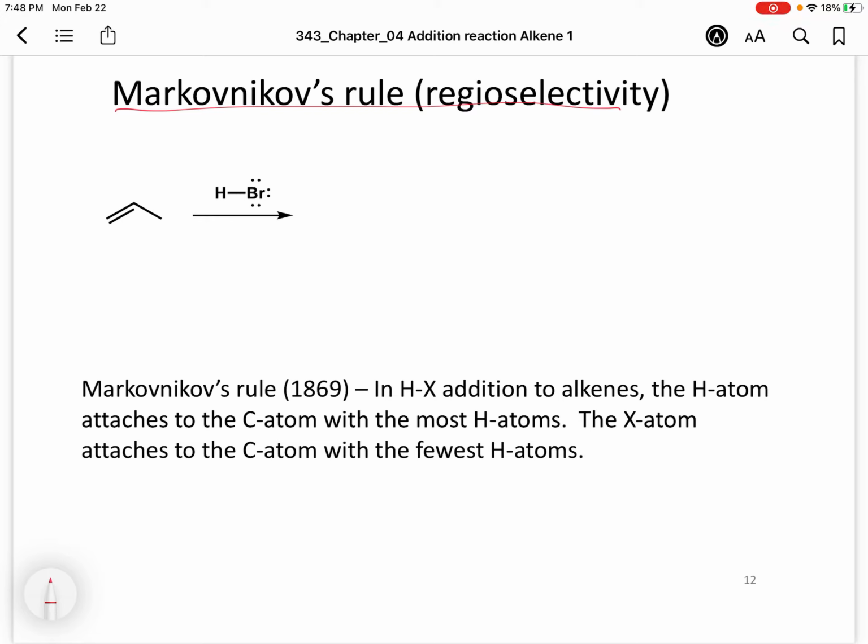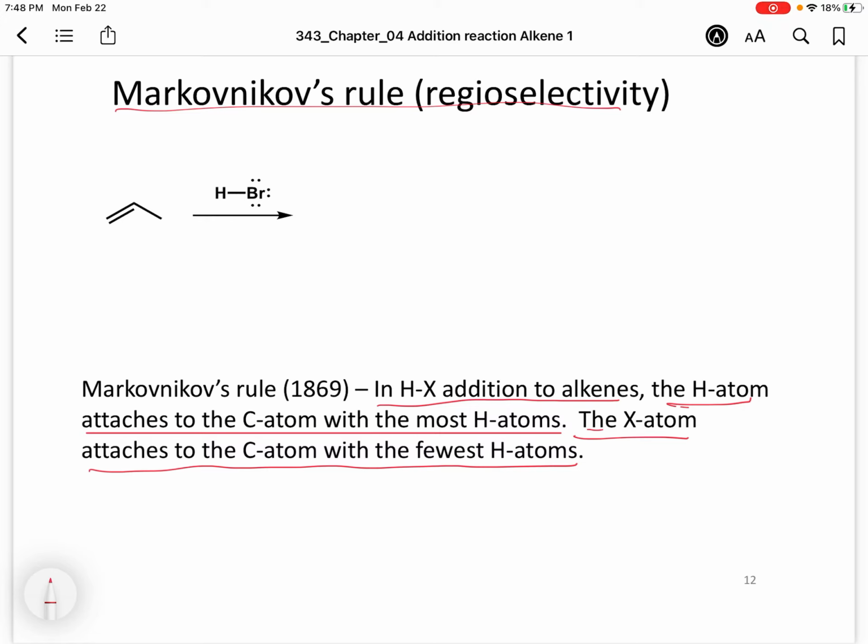Regioselectivity is telling us where this H and where this bromine are going to add. In HX addition to alkenes, the hydrogen atom attaches to the carbon with the most hydrogens. The X atom attaches to the carbon with the fewest hydrogens. So as you can see, all you really need to do is remember one of these, and you'll know the other one is opposite. So the hydrogen is always going to add to the carbon with the most hydrogens. So if it has lots of hydrogens, it's going to get more. It's one way I like to think about it.